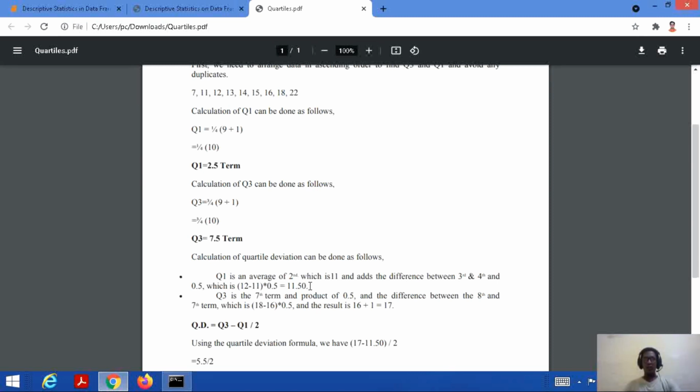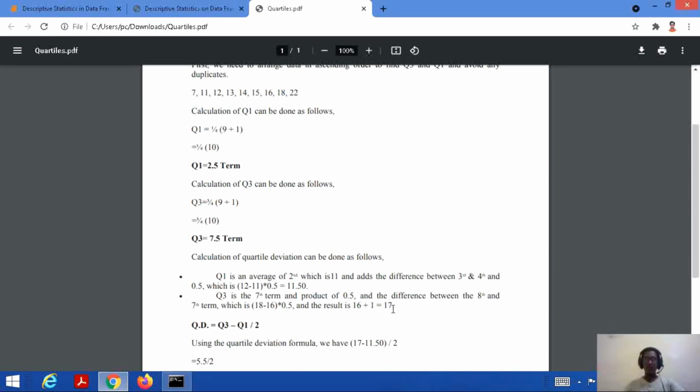Similarly, if we need to calculate the third quartile, that means Q3, we are getting it as the 7.5th term. There is no such term, so we will take the 7th term. The 7th term here is 16. Then we will take the difference of the 8th and the 7th term, that is 18 minus 16, which is 2, and then we will multiply it with the fractional part of this term, that is 0.5. So 18 minus 16 is 2, into 0.5 is 1, so the result is 16 plus 1, 17.